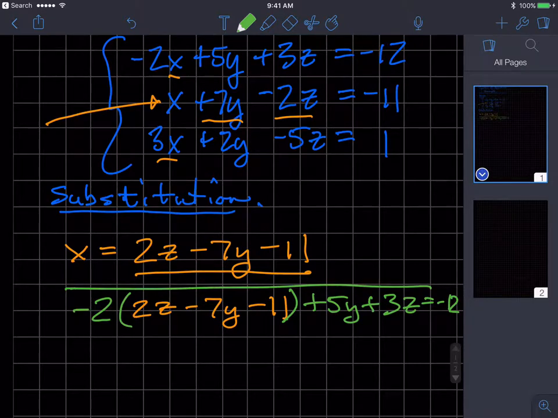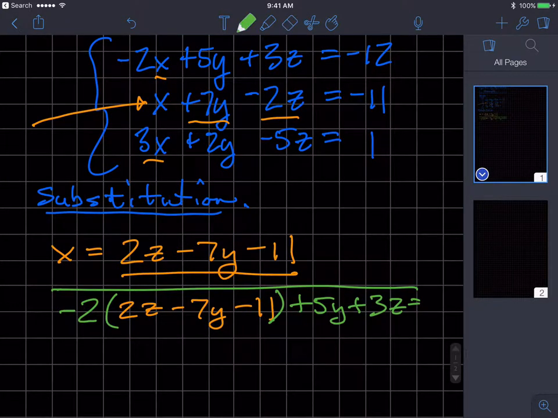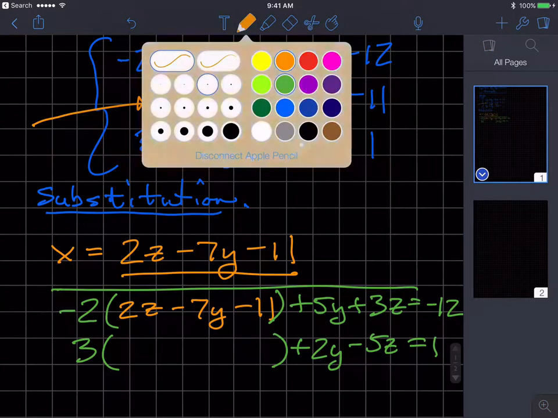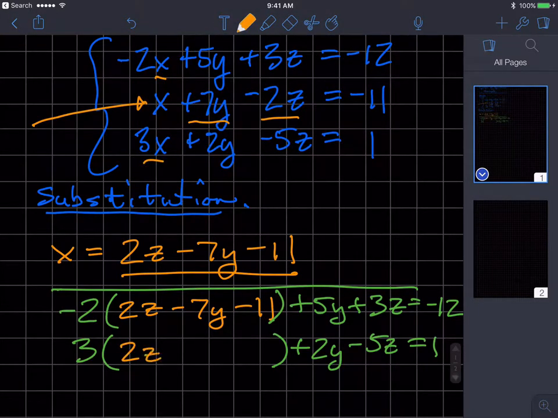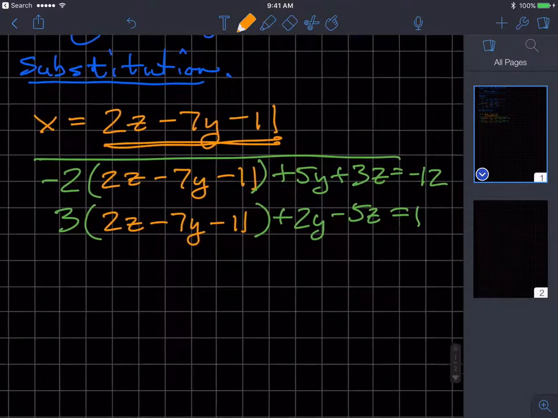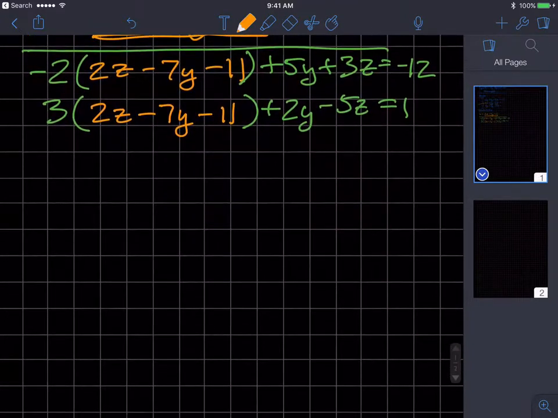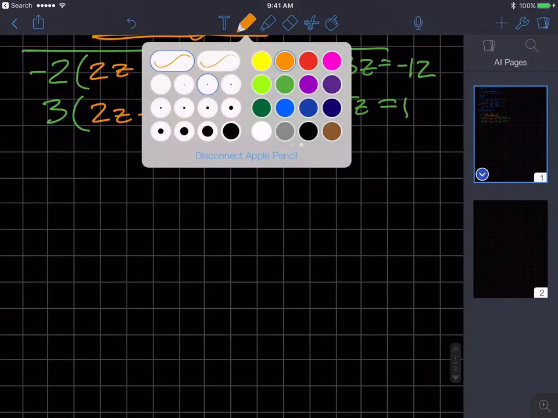That's a 12. Let's fix that. Okay. And then my other equation is going to be 3x plus 2y minus 5z equals 1. And if we go back to orange, we're going to do this 2z minus 7y minus 11, which again is this guy. So now I'm going to have two equations that only have two unknowns, y's and z's. So let's go ahead and work this out.